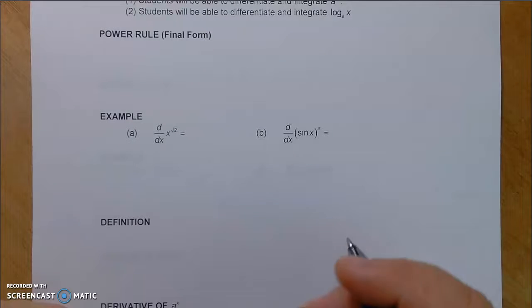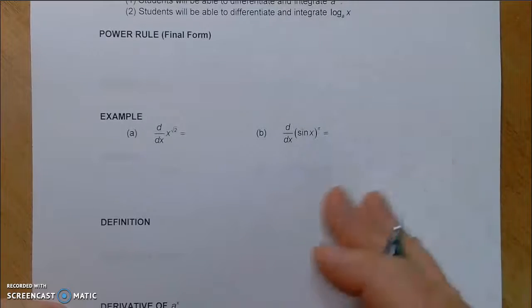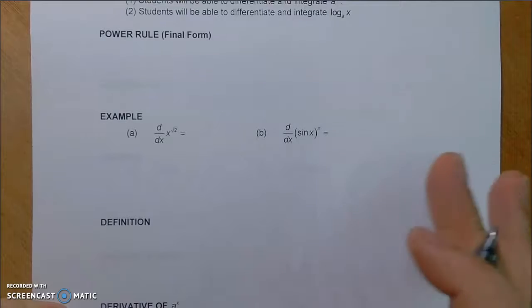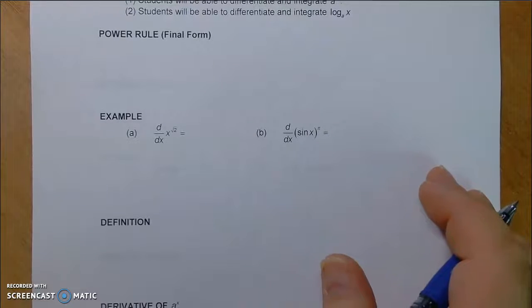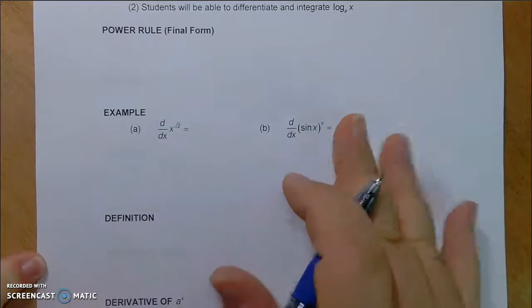Okay, for this section, I'm going to split it into two videos. We're going to do one video on e to the x using other bases, so we're going to look at a to the x. The next video, we're going to look at logarithms with bases other than e, so log base a of x. To start, though, we are going to hit the final form of the power rule.